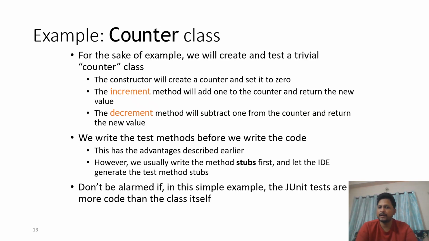If you want to write the test methods before writing the particular code, this has the advantage of describing early. However, we usually write the methods first and let the IDE generate the test method stubs easily. So we need not wait until the coding is completed. Along with the coding completion, we can write the particular test methods. Okay, a simple example for JUnit.